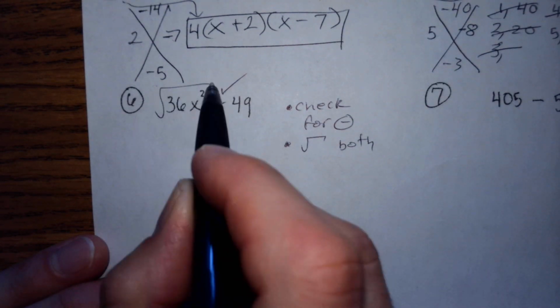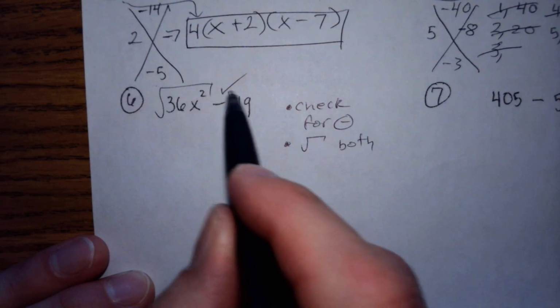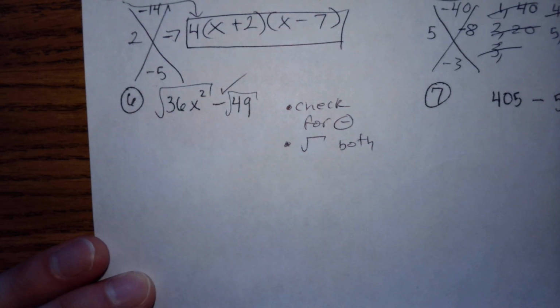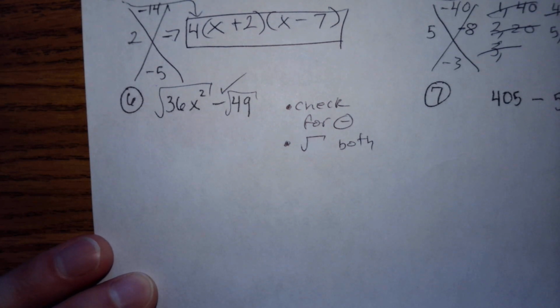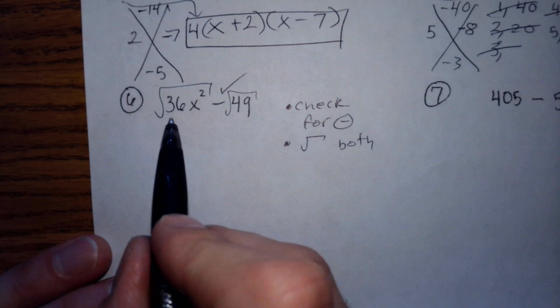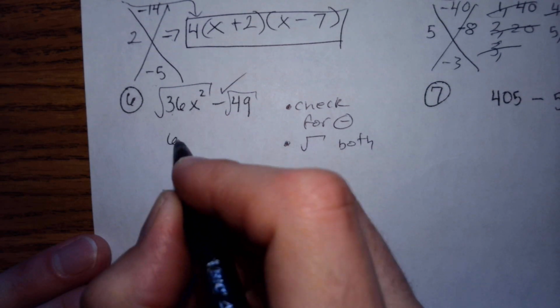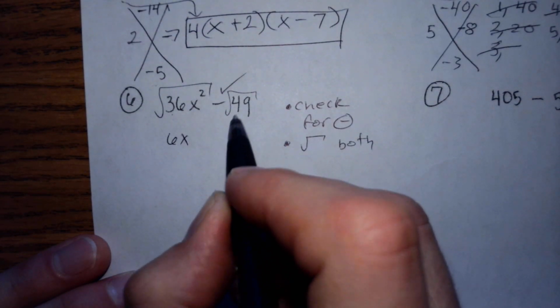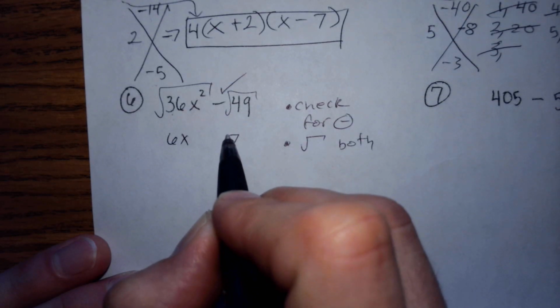And in this case, it does work out if I square root both. If I got a decimal for either of these, I also would not be able to do a difference of squares, and I would just have to write not factorable. But in this case, the square root of 36 is 6. The square root of x squared is x. The square root of 49 is 7.